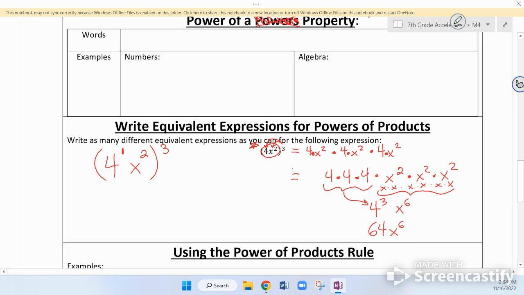So there we have it. Now, what we can do and what our rule is, we need 3 sets of that many 4s. So 3 sets of 1 4. So that would give us 4 to the 1 times 3. And then we also need 3 sets of x to the 2nd. So that would give us 3 2s, right? 3 sets of 2 x's. So then we get 4 to the 3rd and x to the 6th. And we know that 4 to the 3rd simplifies down to 64.